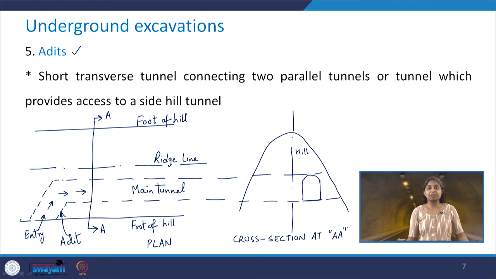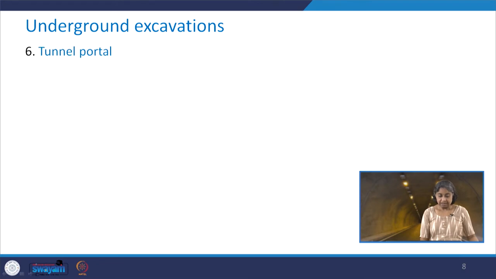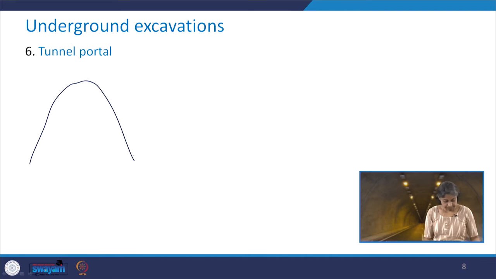Here I showed you an example of how the adit looks when it acts as a tunnel which provides access to the side hill tunnel. You can see this was the main tunnel, and how through the adit the entry to the main tunnel is constructed. This is what an adit is. The next is the tunnel portal. Here you have a frame structure, and this is how it looks. So we have a hill.